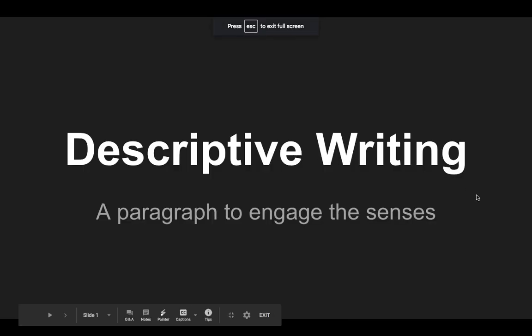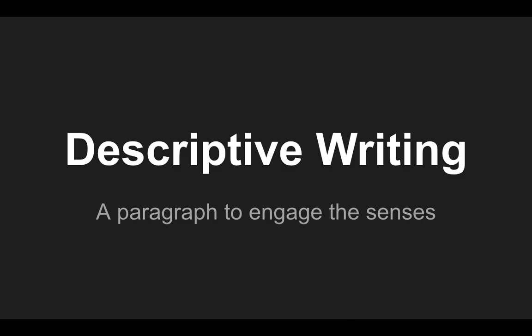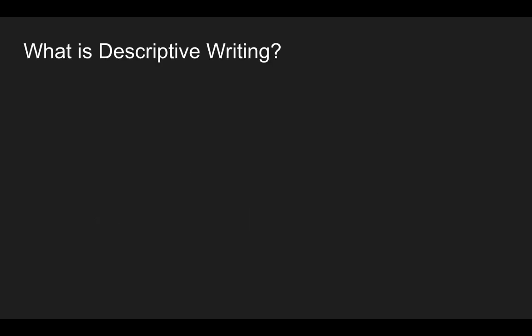All right, today we're going to be talking about descriptive writing, and we've moved into our second module, so we're learning about how to write paragraphs. And when you're thinking about writing a descriptive paragraph, your goal is to clearly engage the senses of the reader. You're trying to capture a moment. Imagine that you're painting a picture with words. So let's just clearly define this.